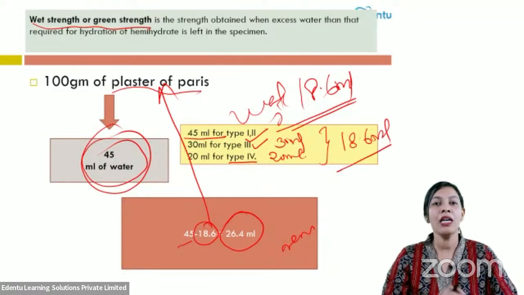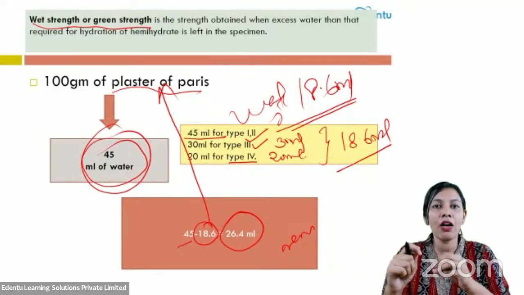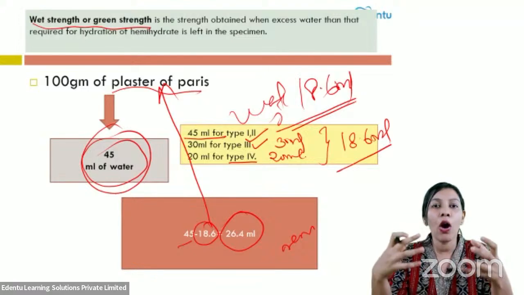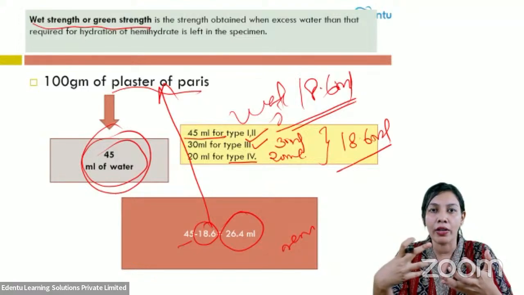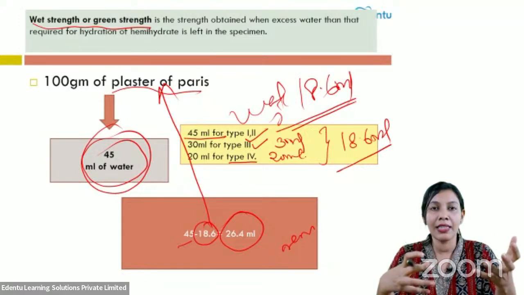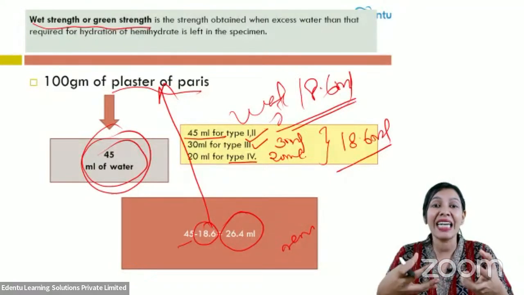Hope you understood. Water of crystallization is the amount of water that is required for a plaster to set. But we cannot do this in clinics, because as soon as we give the right amount of water, it gets set into a complete hard mass. To avoid that, we give an excess of water. This excess water is called the wet quantity, and the strength it provides is called the wet strength or green strength.